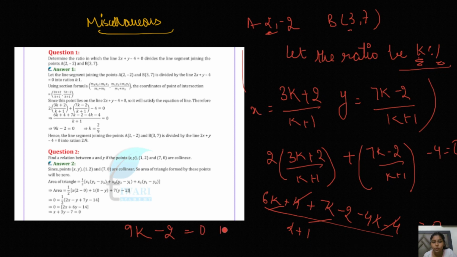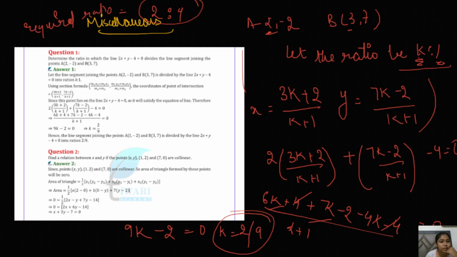So k equals to 2 by 9. This is your value of k. So the required ratio is 2:9. I hope that's clear to you. And the second question is find the relation.